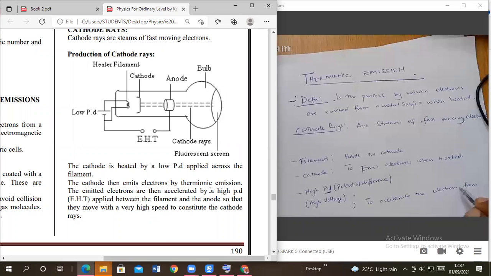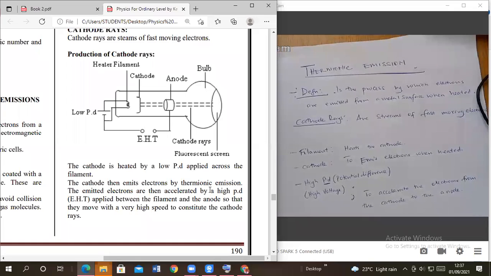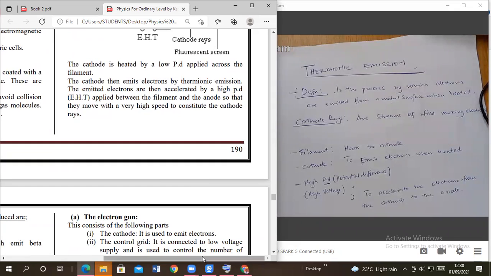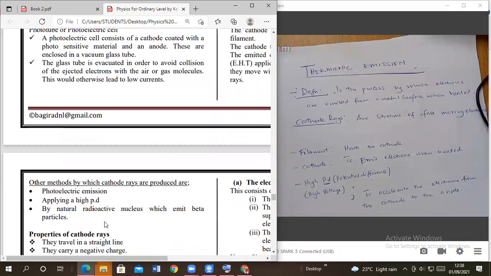from the cathode to the anode. Good. So we are saying that the emitted electrons are accelerated by high PD between the filament and the anode, so that they move at a very high speed to constitute the cathode rays. You don't want to get things which will make you confused.